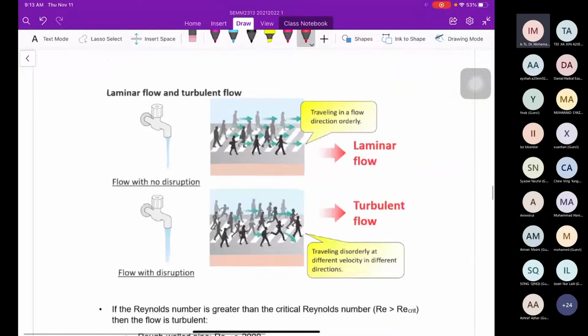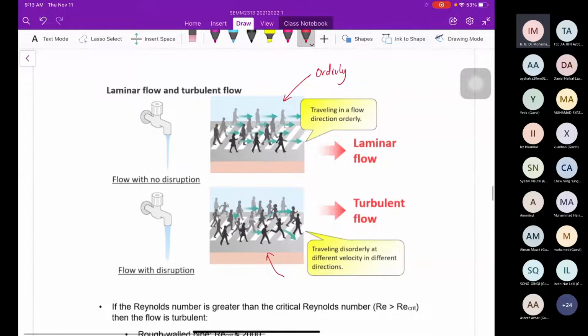Okay, so to understand clearly, let's take a look at the analogy of people walking to work, walking to the office or school, for example. Now we have two kinds of situation. This is a very structured flow. People are moving very slowly, traveling in the same direction in an orderly manner.